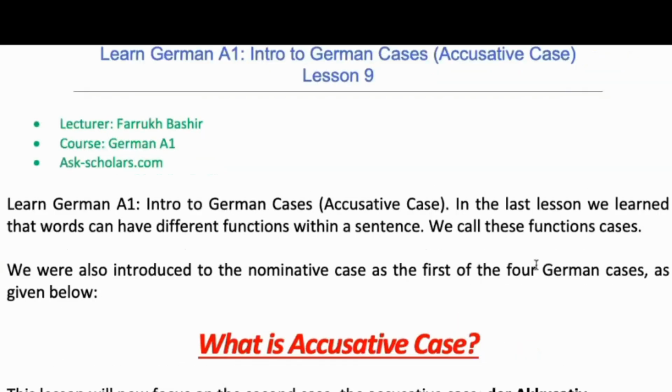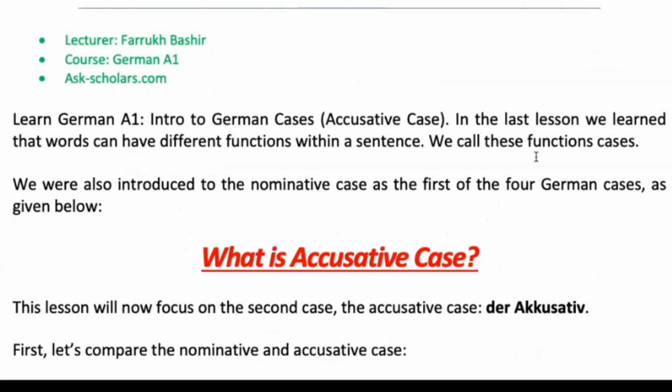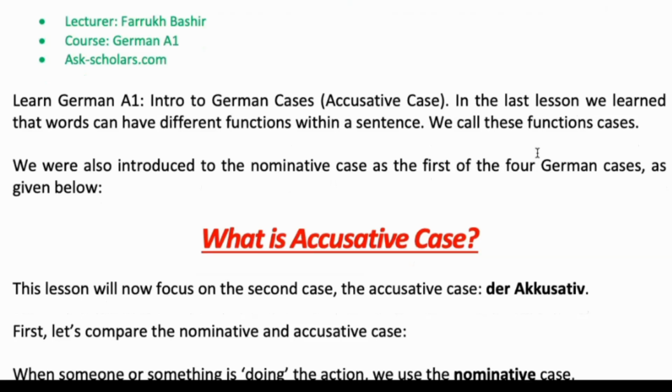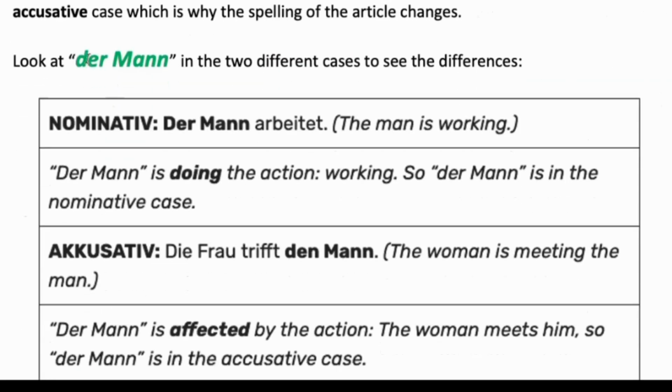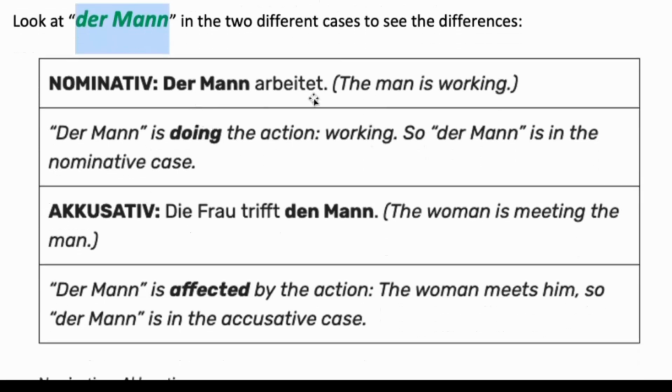So now we can start with the accusative case that deals with the object. Direct object means now we will change the article for the object. For example, here you have der Mann. So we will use it in different cases. That is a masculine noun, der Mann, in the nominative case. Der Mann arbeitet, the man is working. That is a nominative case that you have learned right now. The man is working. This is a subject.